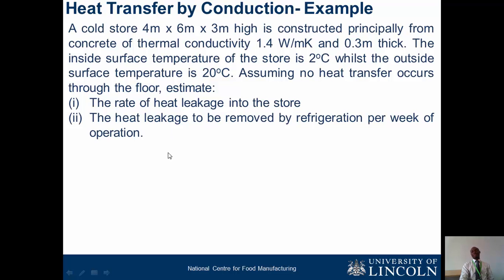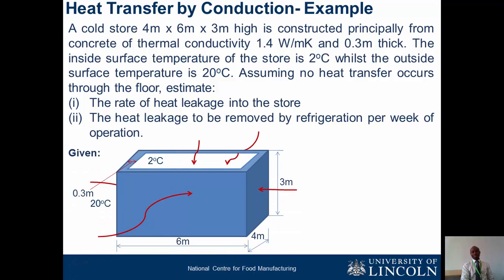Now what are we given? To solve this problem, you need to look at what you are given. This is what we are given. We are given a coaster of this dimension: a 3 meter height, 6 meter here, and then we have inner temperature of 2 degrees Celsius and outside temperature of 20. Then the thickness of the material of construction, which is the concrete, of thermal conductivity of 1.4 watt per meter per Kelvin, is given to us as 0.3 meter. That's the thickness. So please take note, this is per meter per Kelvin, so please take note of that.